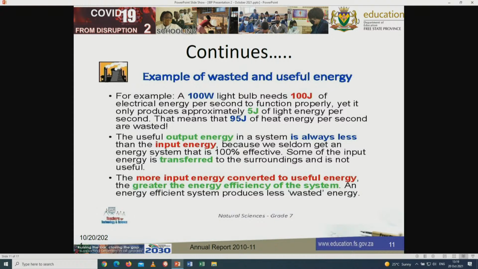That is why we end up having the bulbs that can save energy. You got energy saving bulbs because too much energy is lost through the bulbs.